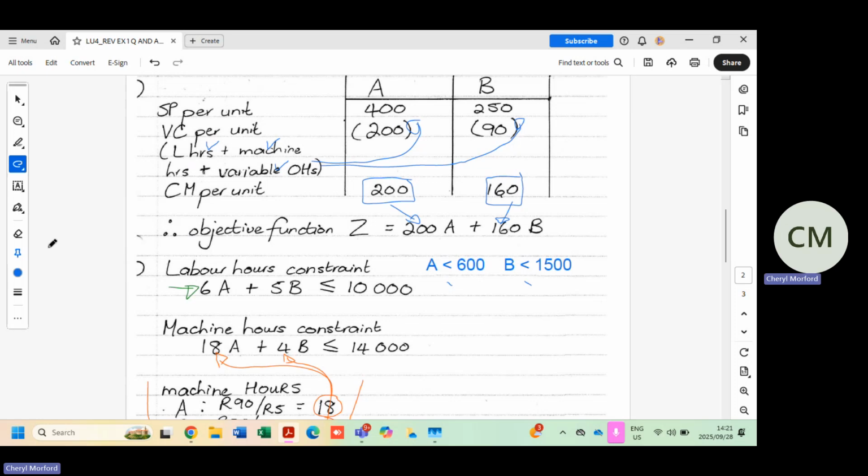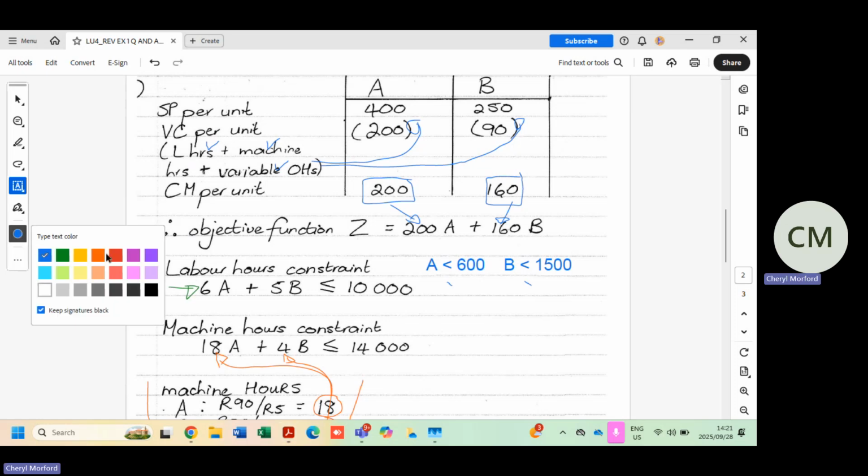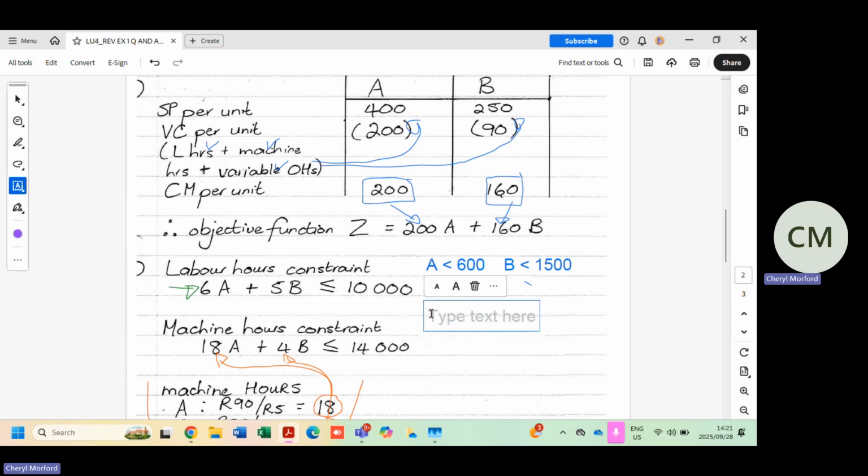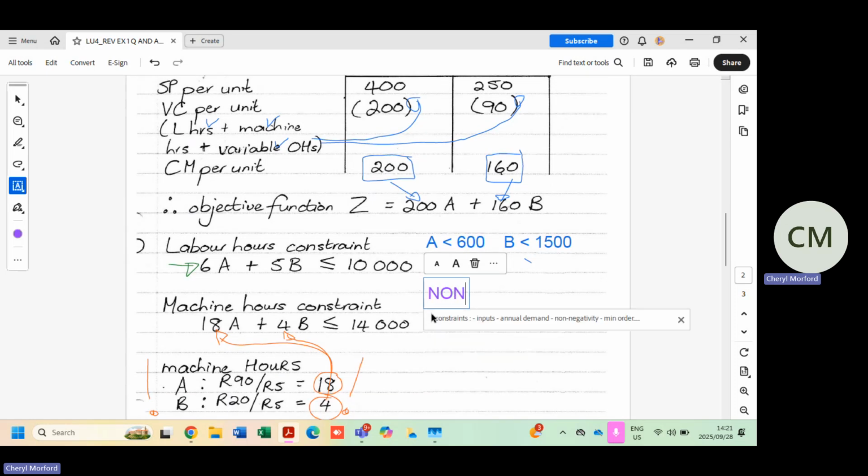Then what about the non-negativity? If we are going to be maximizing profit, it surely is common sense that we need to make both of the products. So in a mathematical sense, how do we say we must make product A and we must make product B? We need to have them. So they need to have positive values.